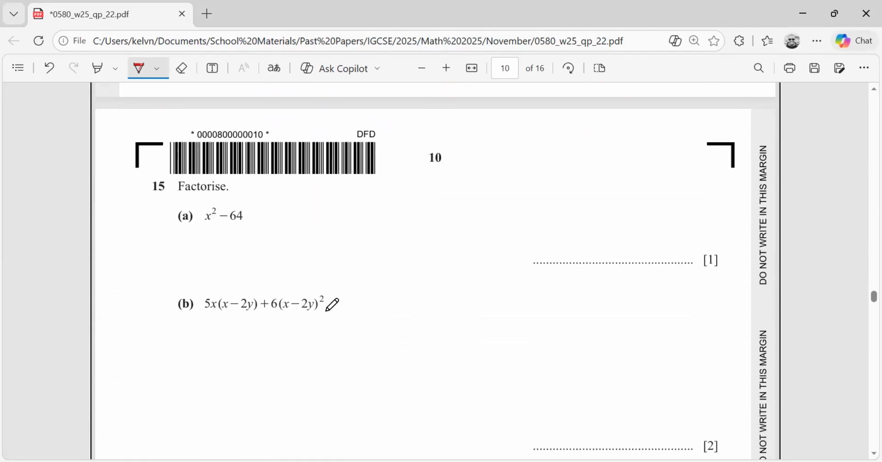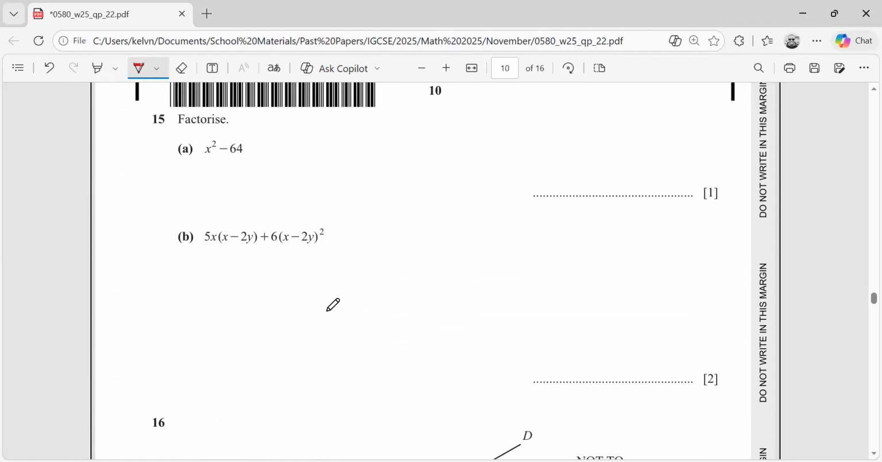Okay, number 15, we are told to factorize x squared minus 64. Usually, when you get something like this, try to check if it's a difference of 2 squares. Difference of 2 squares.